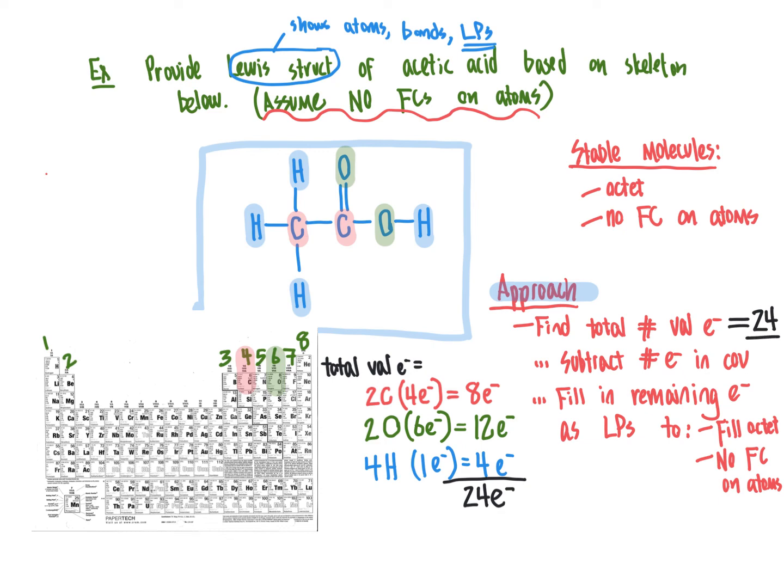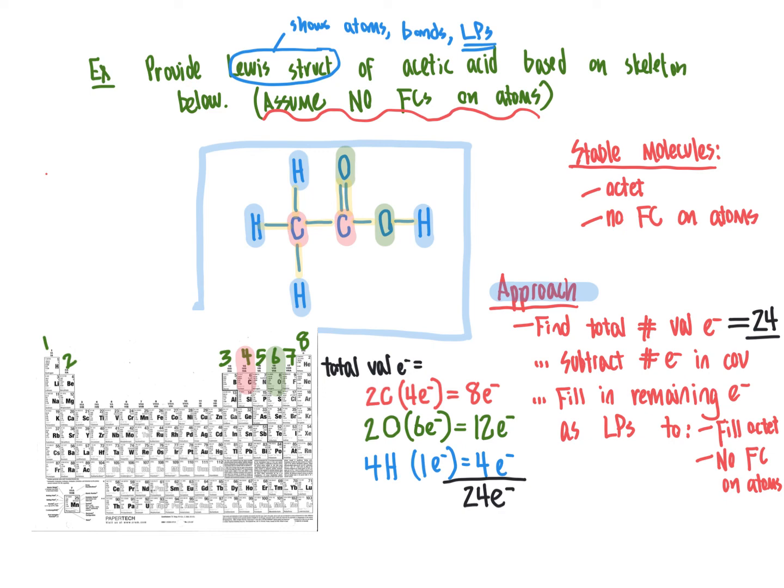Now, continuing on here, we found our total number of valence electrons was 24. We're going to subtract the number of electrons that are in covalent bonds. So number of electrons in covalent bonds, we count up the number of covalent bonds in total here. I'll go ahead and do that and highlight those as we go. So there's 1, 2, 3, 4, 5, 6, and then the double covalent bond counts twice, so 7, 8. So there's a total of 8 covalent bonds in this molecule, and each covalent bond contributes 2 electrons.